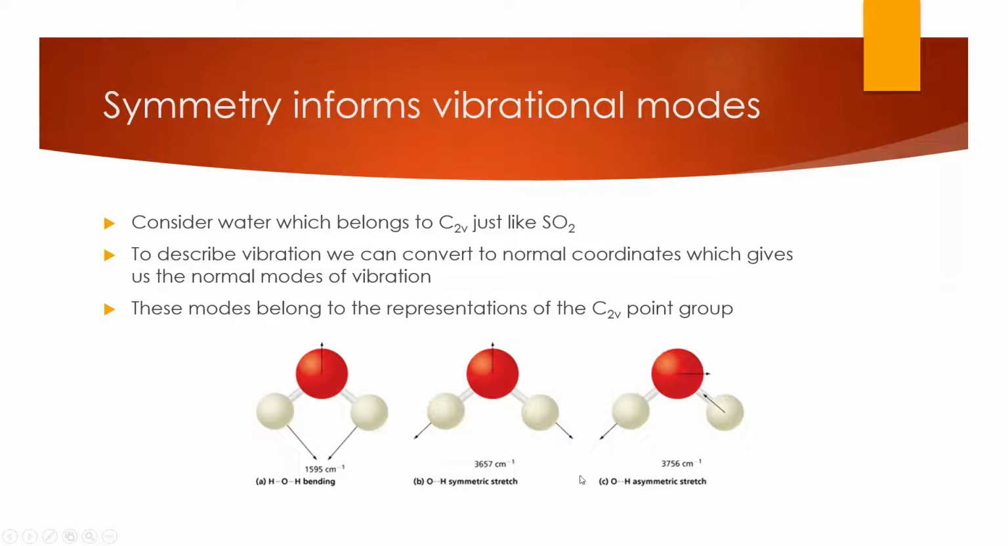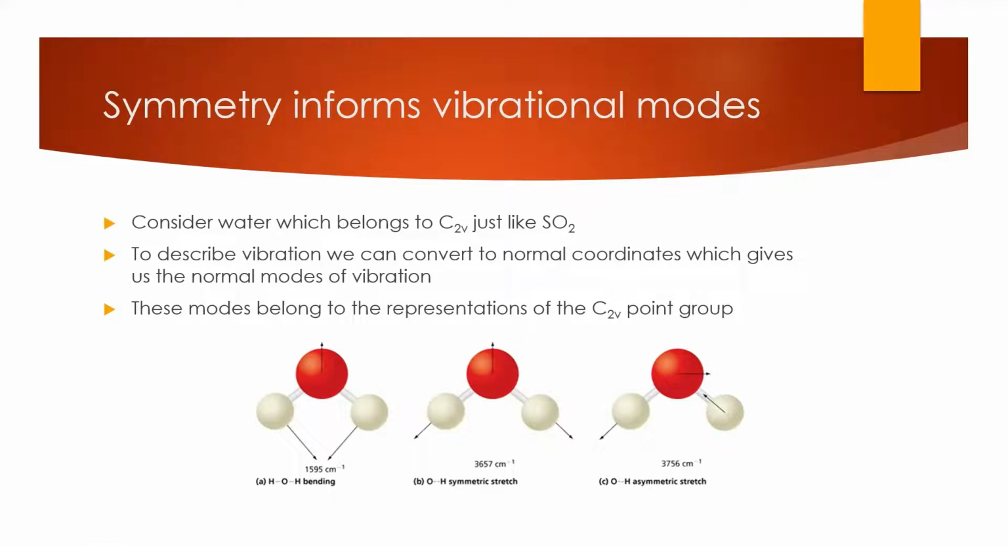However, what happens if I do the same thing to these two? Well, if I do the C2 rotation, now everything is reversed. Now this is moving this way, this is moving this way, this is moving this way. So this gives a -1 in the character table. If I reflect across this mirror plane, it also reverses everything. But if I reflect through this plane, it is not reversed. So this one clearly belongs to the B2 representation.